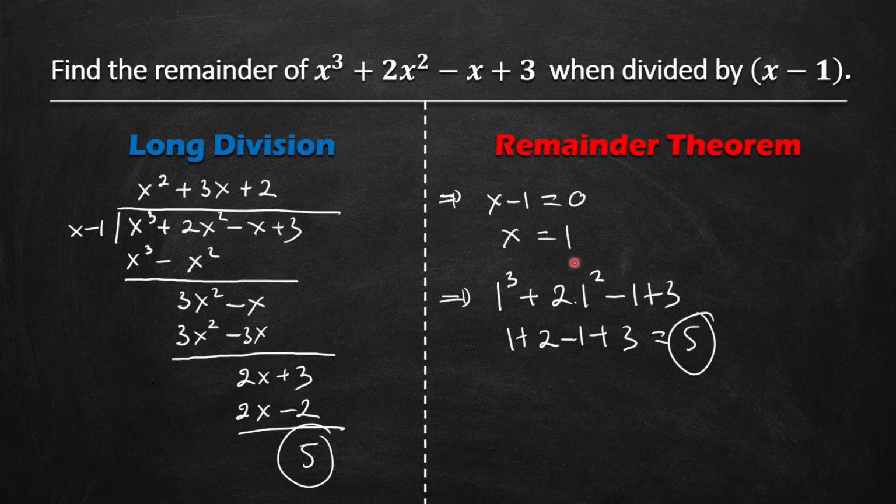So from here you can see that it is easier using the remainder theorem than long division. But in order for us to use the remainder theorem, we need to understand the concept, so we know why we set x minus 1 equal to 0 and why after that we substitute it into the function. The question is, why do we need to learn another concept in order to save a little bit of time instead of just using the simple one, which is long division?